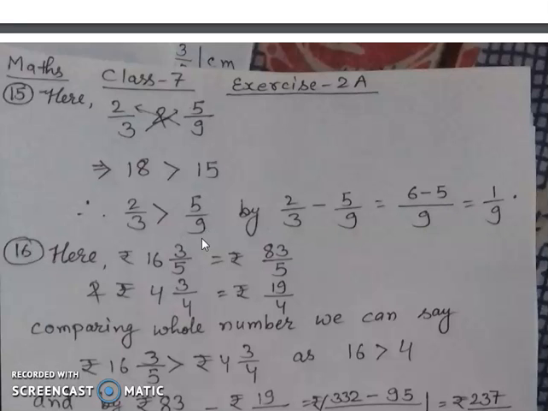So we can say by 1 by 9, 2 by 3 is greater than 5 by 9. In words you can write it in a sentence. 2 by 3 is greater than 5 by 9 by 1 by 9, or you can write even, by 1 by 9, 2 by 3 is greater than 5 by 9.